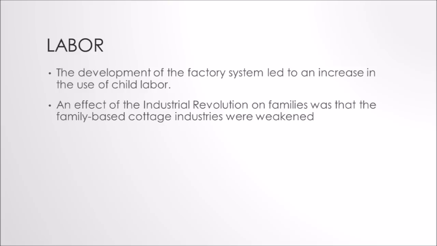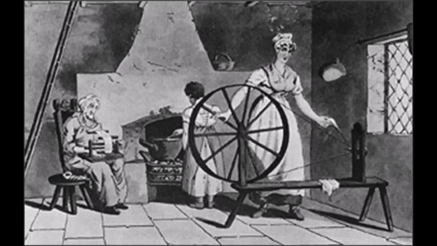The development of the factory system led to an increase in the use of child labor. An effect of the Industrial Revolution on families was that the family-based cottage industries were weakened. Cottage industries were when people made their products in their homes, just like this picture shows. Instead, they are now being replaced by factories.